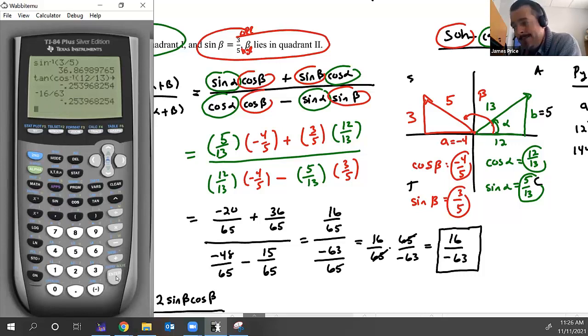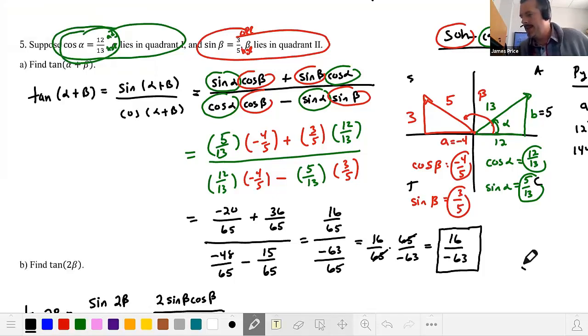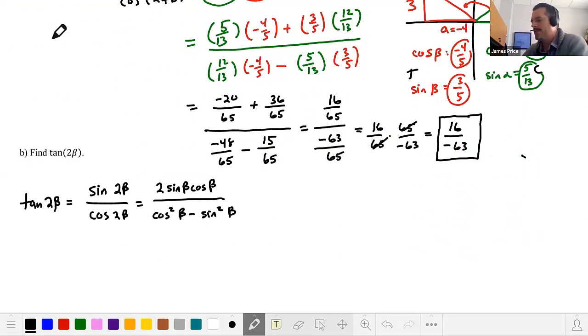You see this, right? Again, that one's super hard to check, but I want to check it because it's so easy to make mistakes on these, but that's the right answer. So 16 over negative 63. So boom, verified. All right, let's go down here because we basically have all the information we need for this one.